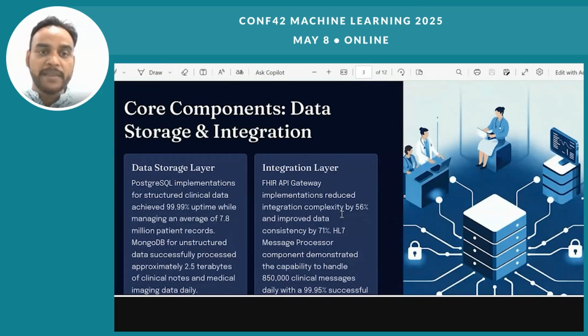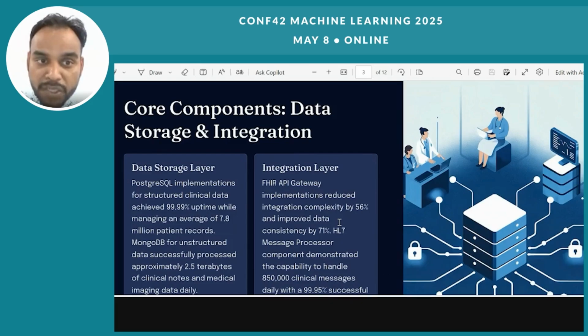The integration layer basically serves as a critical middleware component, facilitating seamless data exchange between disparate healthcare systems. Research analyzing FHIR API gateway implementations across public hospitals indicates that centralized API approaches reduced integration complexity by 56% and improved data consistency by 71%. The HL7 message processor component demonstrates the capability to handle 850,000 clinical messages daily with a 99.95% successful processing rate.